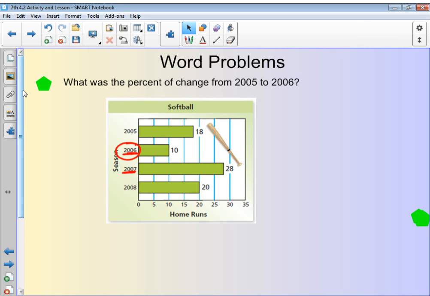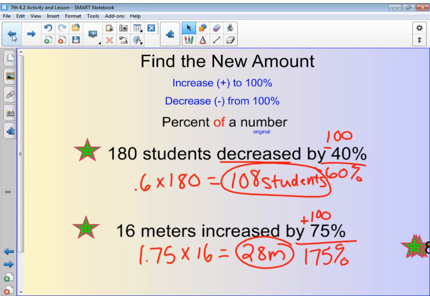Okay, now you're not always going to have a graph, so then you may have to pay attention to the wording. The other part of this lesson, the key thing to remember is if you have the word increased, remember you're going to add 100% to the original number. And if you have decreased, then you're going to subtract that number from 100%. Good luck with this one, guys.